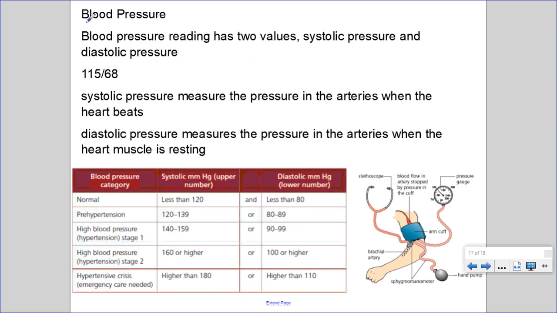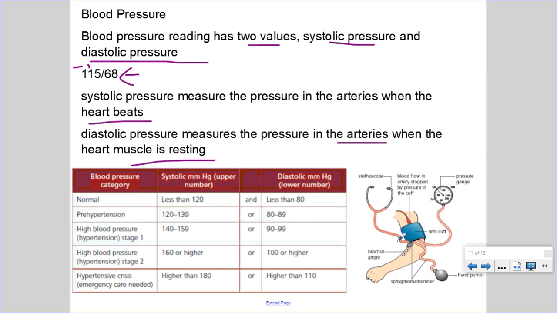When reading blood pressure, and this can be done with a stethoscope or a fancy blood pressure monitoring device, blood pressure readings will have two values. There'll be the systolic pressure and the diastolic pressure. The systolic pressure is the top number, and the diastolic pressure is the lower number. The systolic pressure measures the pressure in the arteries when the heart beats, and the diastolic pressure measures the pressure in the arteries when the heart muscle is resting. So you generally will get two numbers out of this.